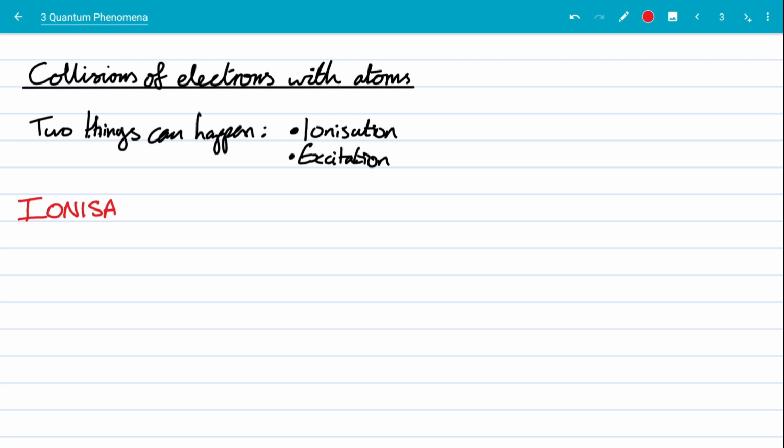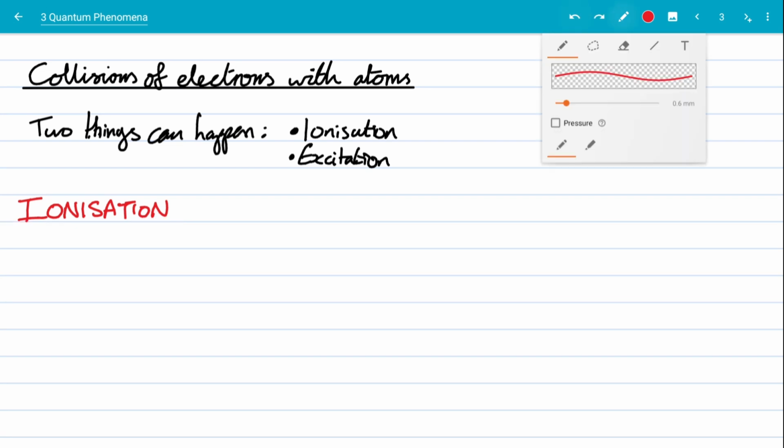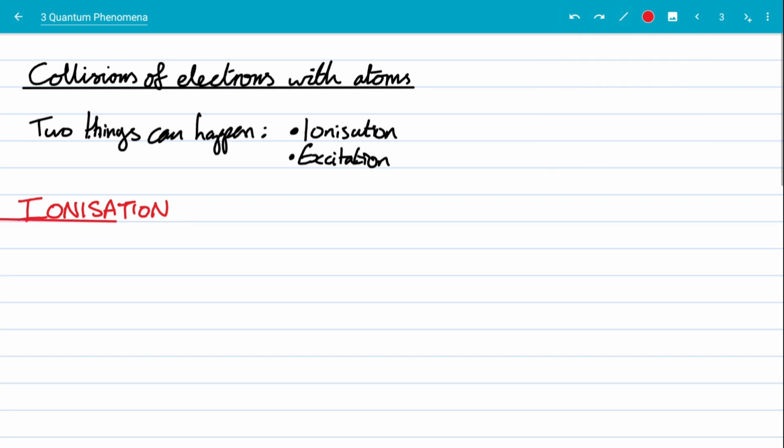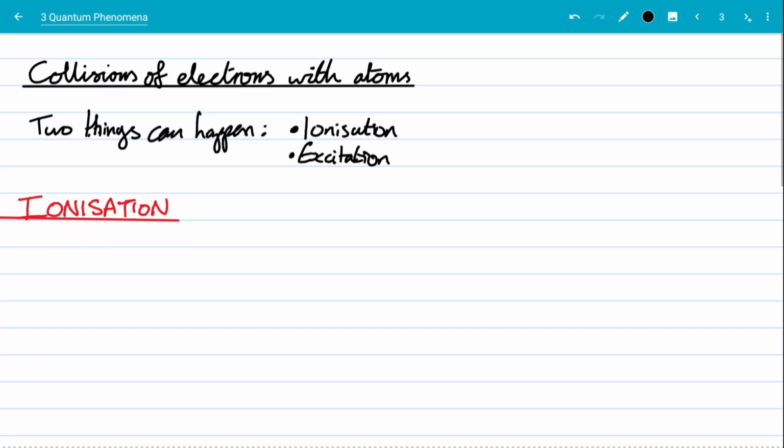In order to start talking about ionization, we need to know what an ion is. And in chemistry at GCSE level, you may well have learned that an ion is just like an atom, but it's either gained or lost an electron. That's what we mean by ions. So ionization is changing atoms into ions.